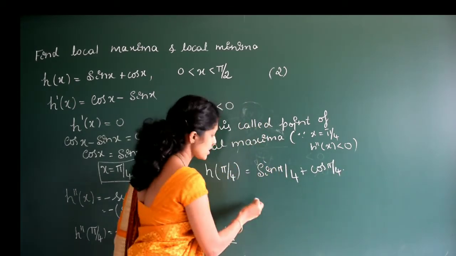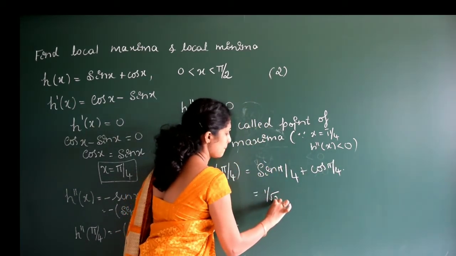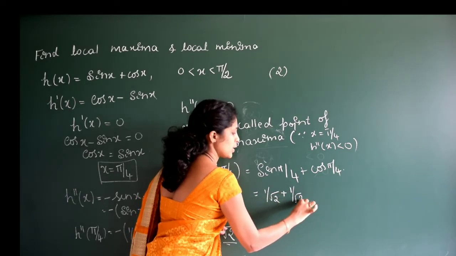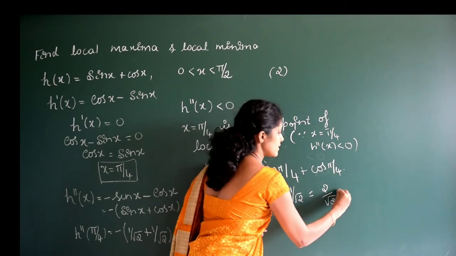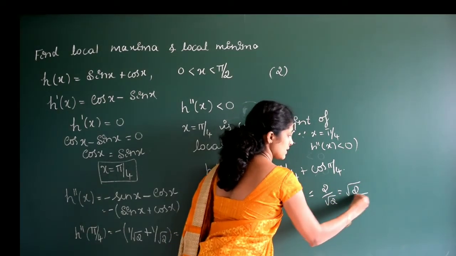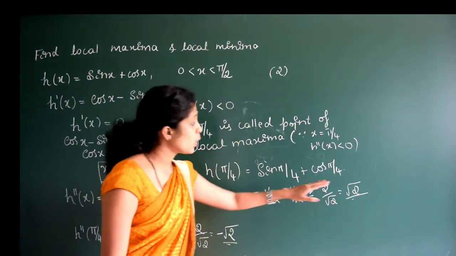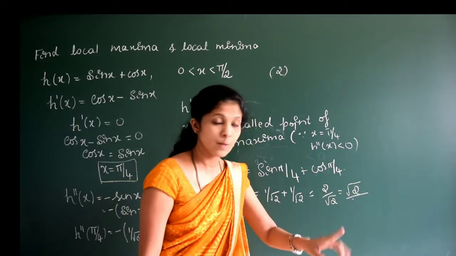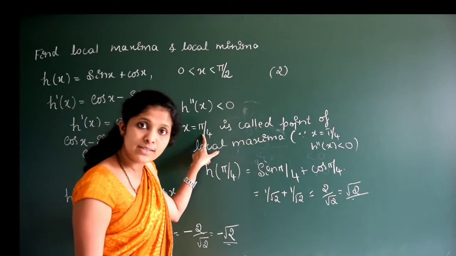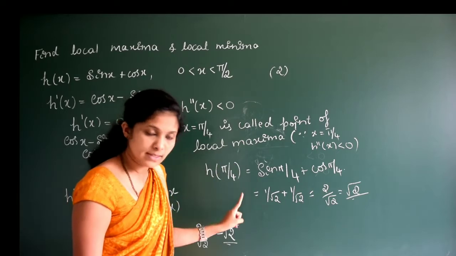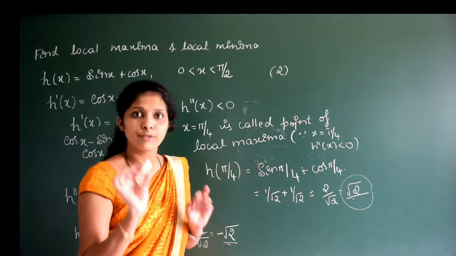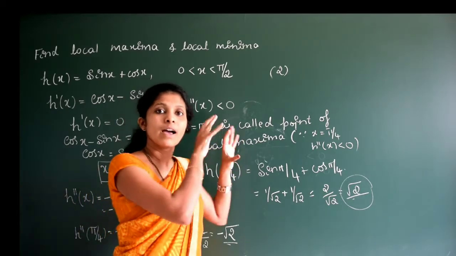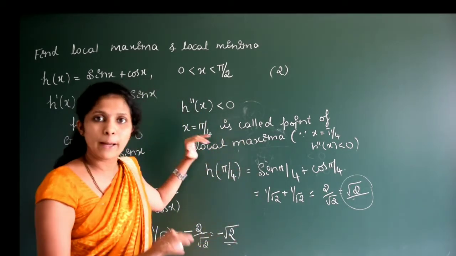Sin pi by 4 is 1 by root 2, plus cos pi by 4 is also 1 by root 2. So 1 plus 1 will be 2 by root 2. I can write this as root 2. Is it clear? So this is called the local maximum value. X is equal to pi by 4 is called the point of local maxima, and this value root 2 is called the local maximum value. So it attains the local maximum value at the point x is equal to pi by 4.